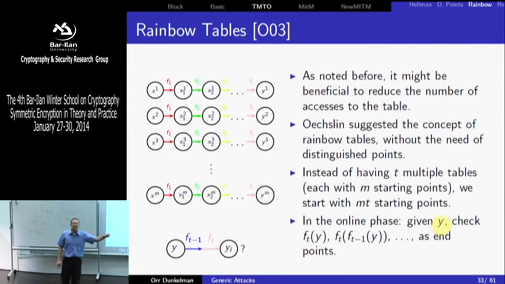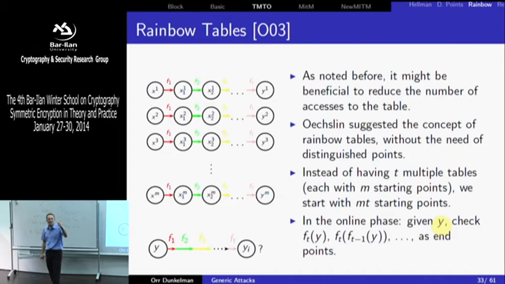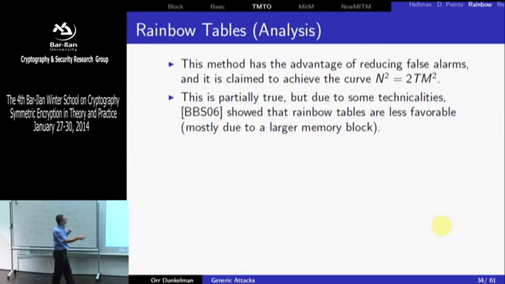And the number of evaluations of F, if you count the series correctly, is 1 plus 2 plus 3 plus 4 plus 5. It's actually t squared over 2. So you save the factor of 2 in the online time complexity. And then you get this nice curve, n squared equals 2 t m squared.